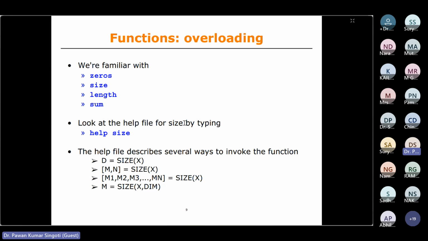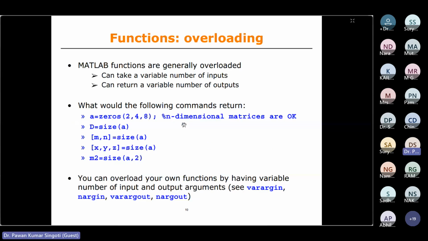Okay, so the help file describes several ways to invoke the function d equal to size of x, m, n in the bracket size. It will give you different information about that function. But functions are generally overloaded. Overloaded means it can take a variable number of inputs and it can also return a number of variables in output.